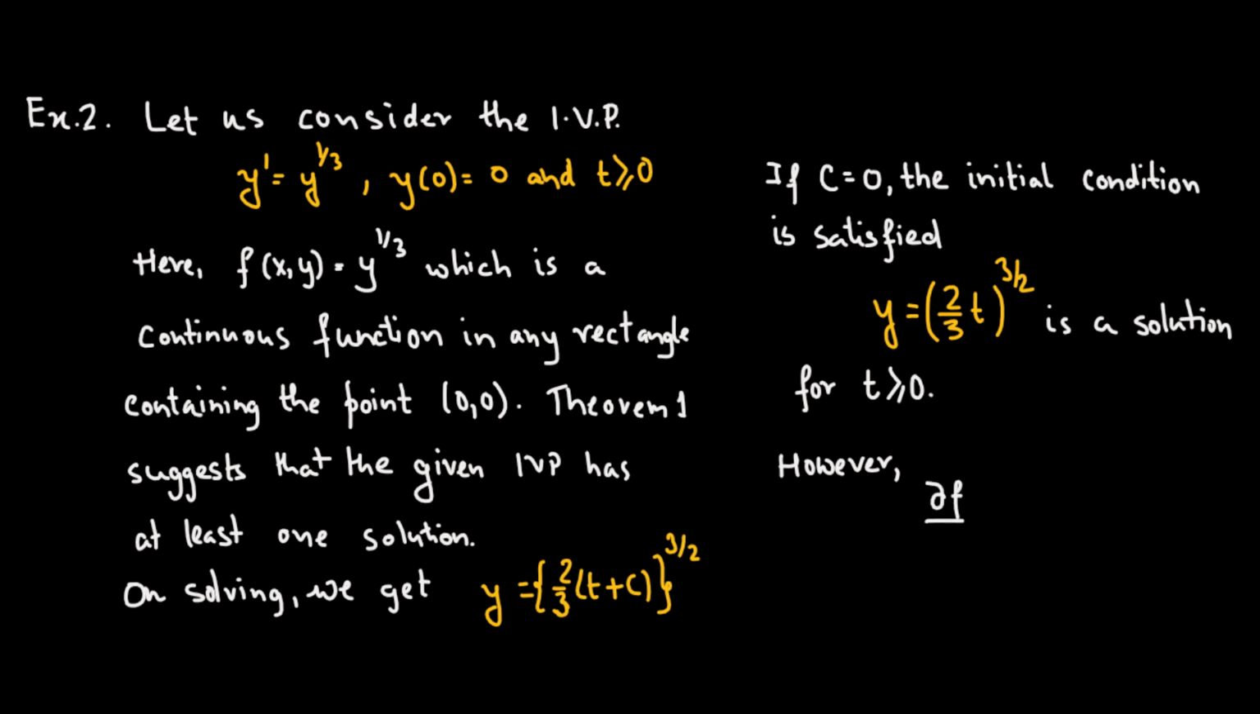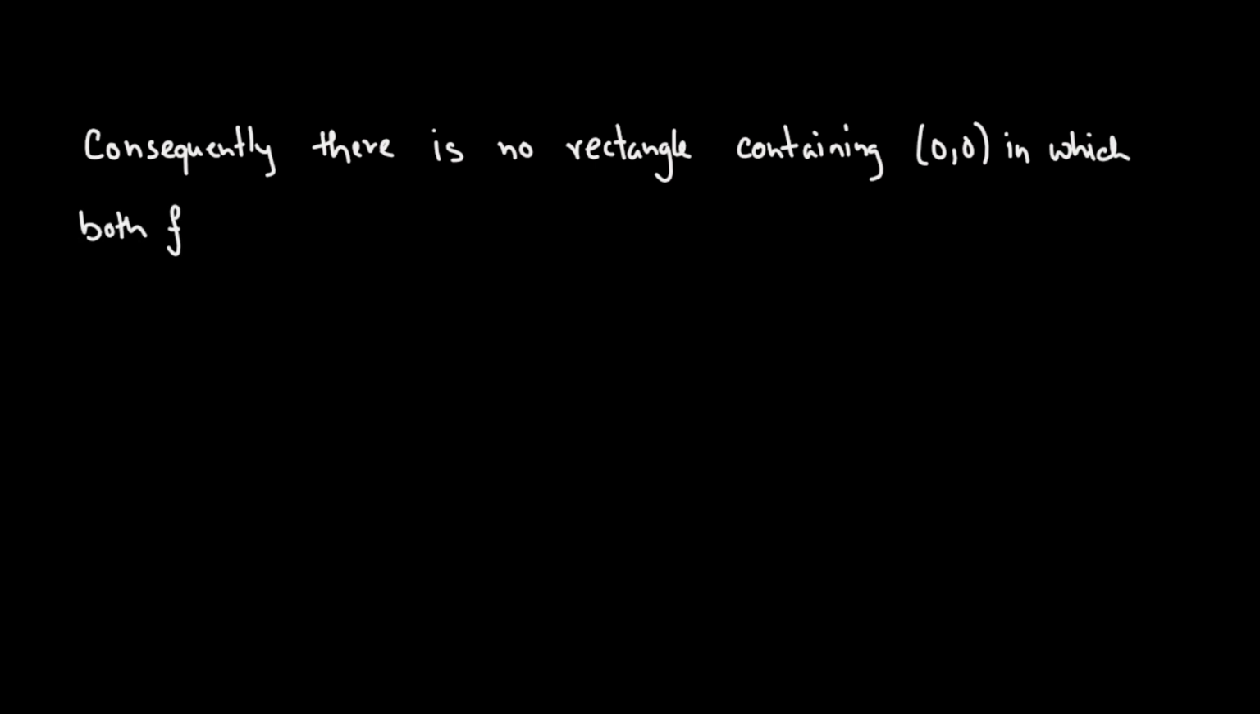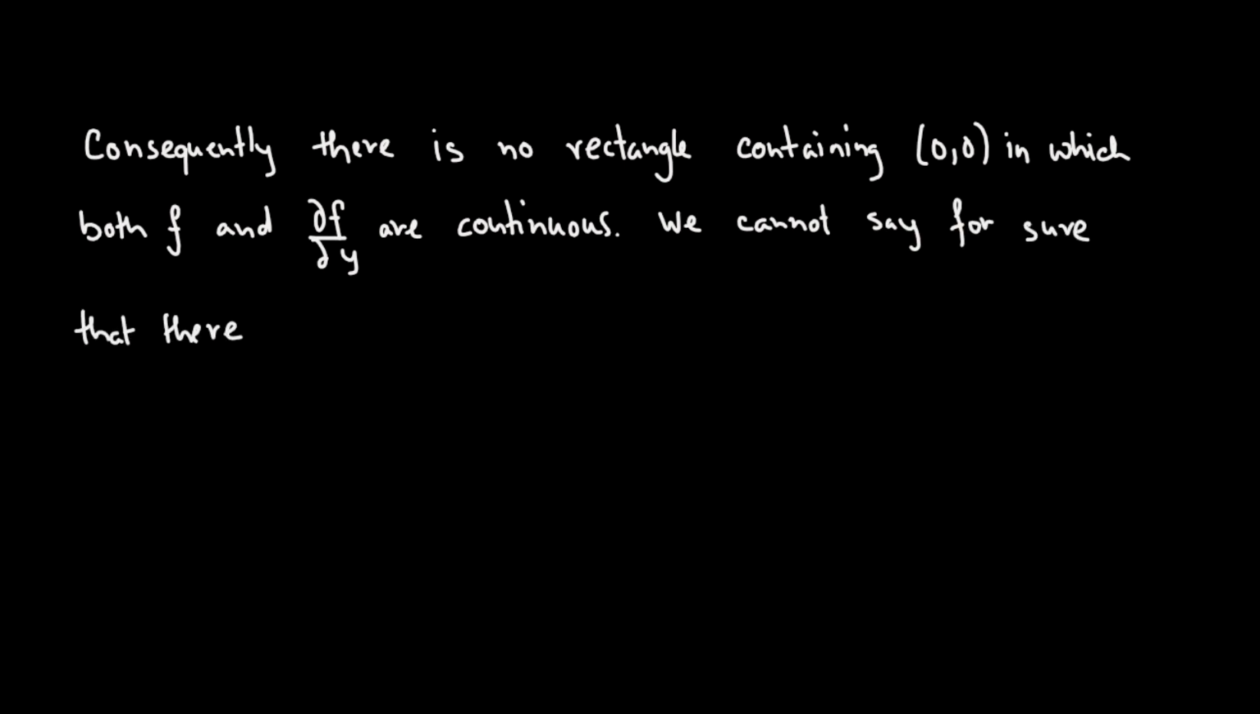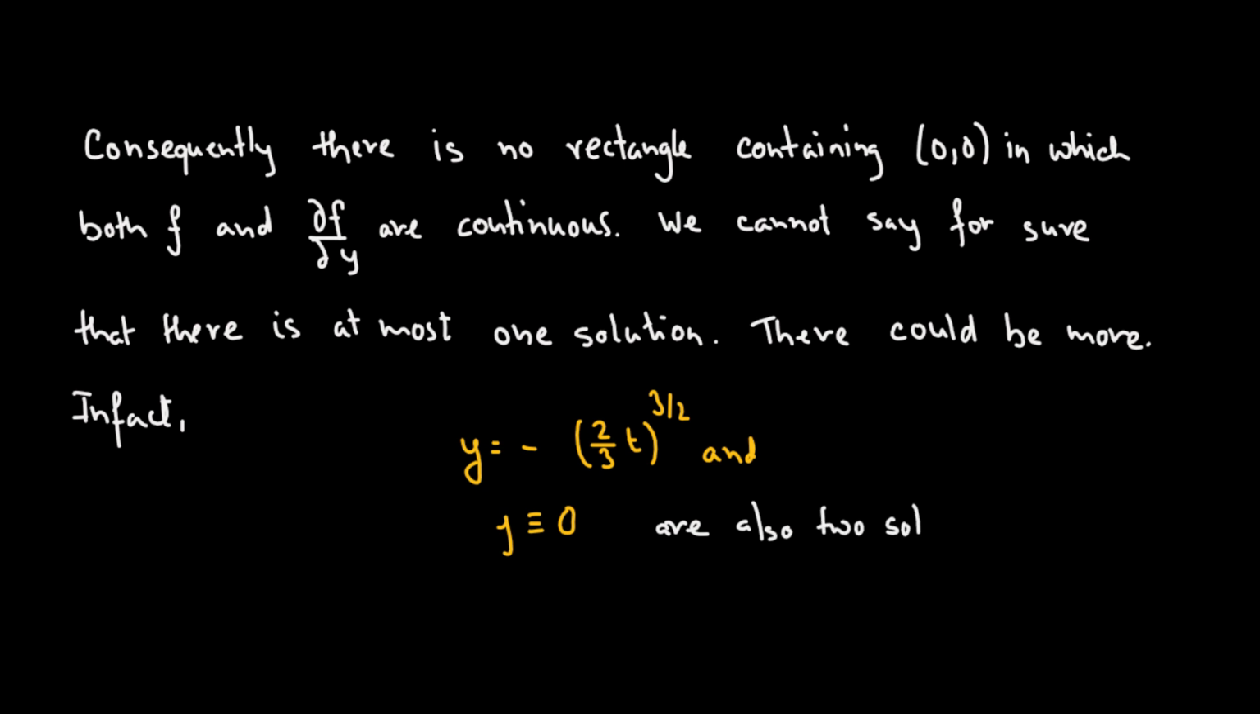However, the partial of f with respect to y gives us 1/3 y raised to the power of -2/3, which is not continuous or even defined at y equals 0. Consequently, there is no rectangle containing the point (0, 0) in which both f and the partial of f with respect to y are continuous. We cannot say for sure that there is at most one solution. There could be more. In fact, y equals negative of (2/3 of t) raised to the power of 3/2 and the identity y equals 0 are also solutions for t greater than or equal to 0.